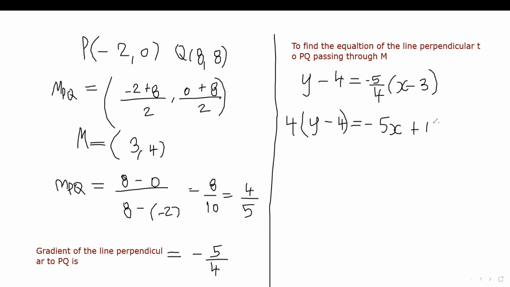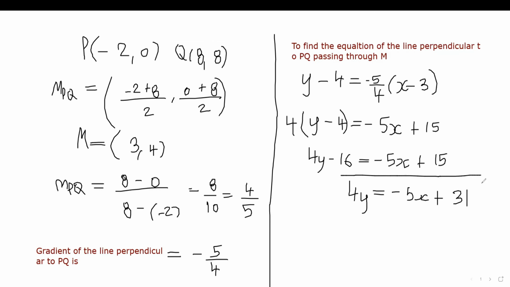That's the first thing we can do. Then we expand the 4 to get 4y minus 16 is equal to negative 5x plus 15. Now bring over the 16, that's 31, to get 4y is equal to negative 5x plus 31. That's the equation of the line perpendicular to PQ passing through M.